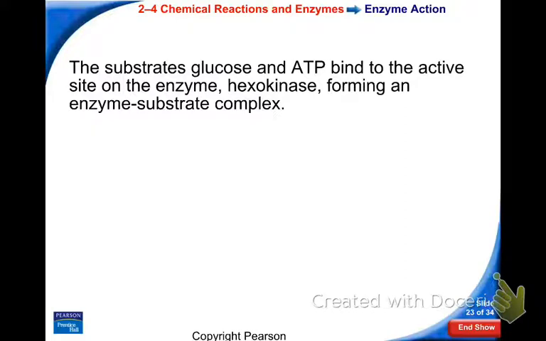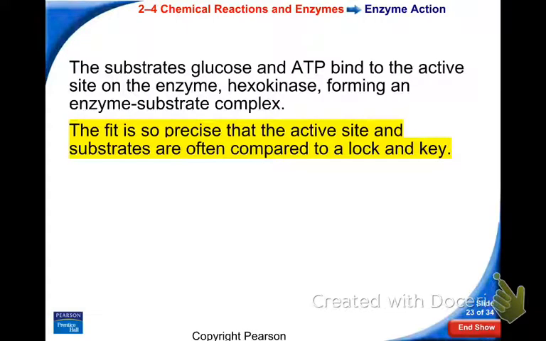This is an example of glucose and hexokinase, which is an enzyme that helps to break it down. So when glucose and ATP, which is energy, bind together to the hexokinase, that's your enzyme substrate. Now the three-dimensional shape of these molecules is very specific, and so is the shape of the enzyme. So we call this the lock and key model for an enzyme and a substrate.